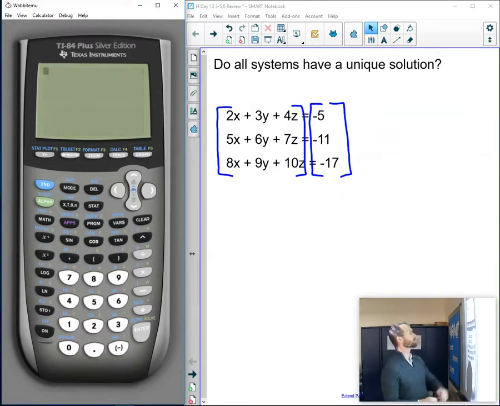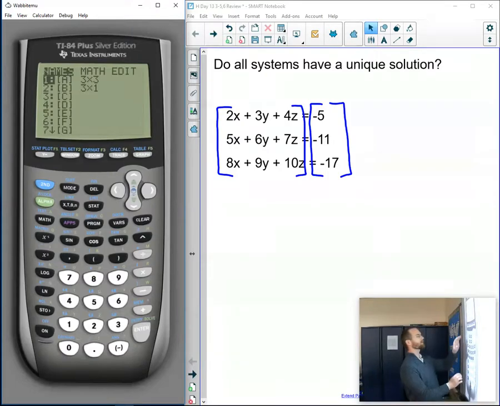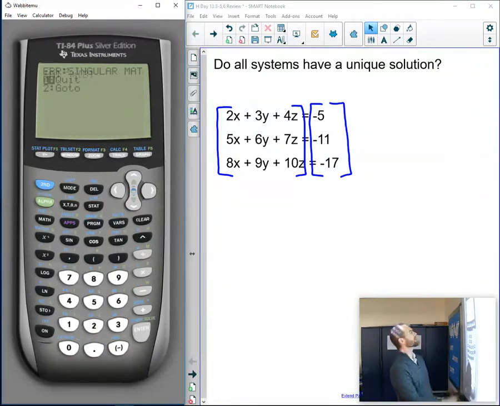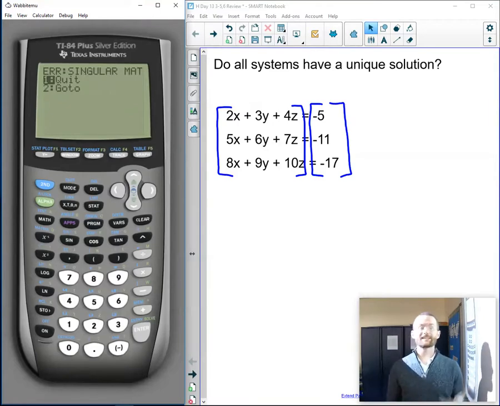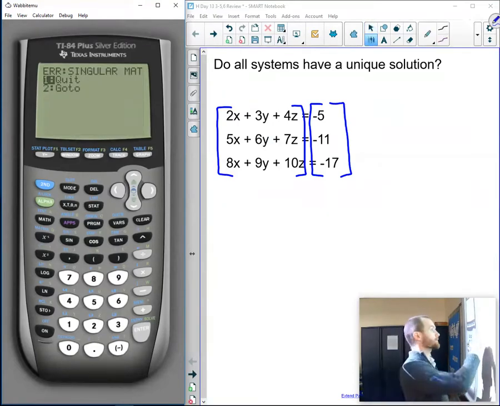Okay, now we hit second quit. Now we just do the inverse of matrix A times matrix B, and that will give us our answer. So second matrix, enter to bring out A, hit the inverse button, times second matrix, let's grab matrix B by hitting 2, and then we hit enter, and we get an error, a singular matrix error. Essentially, this means there's no unique solution.